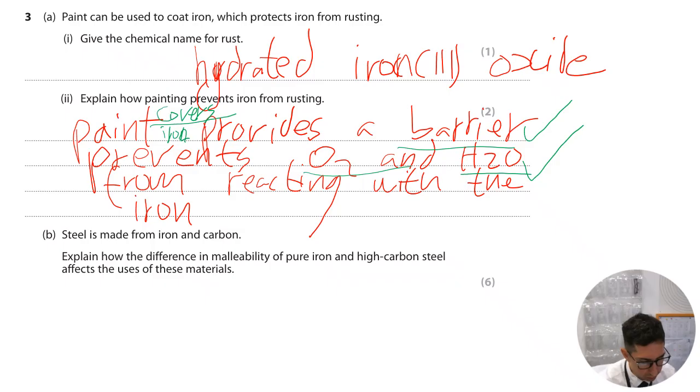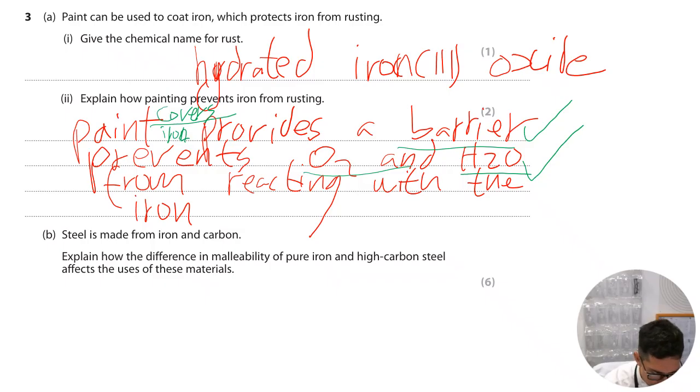Okay, steel is made from iron and carbon. Explain how the difference in malleability of pure iron and high carbon steel affects the uses of these materials. So again, pause the video, this is a 6 marker, do it yourself first, write as much as you can, even if it's barely anything, at least spend a few minutes trying. All right, so steel is made from iron and carbon.